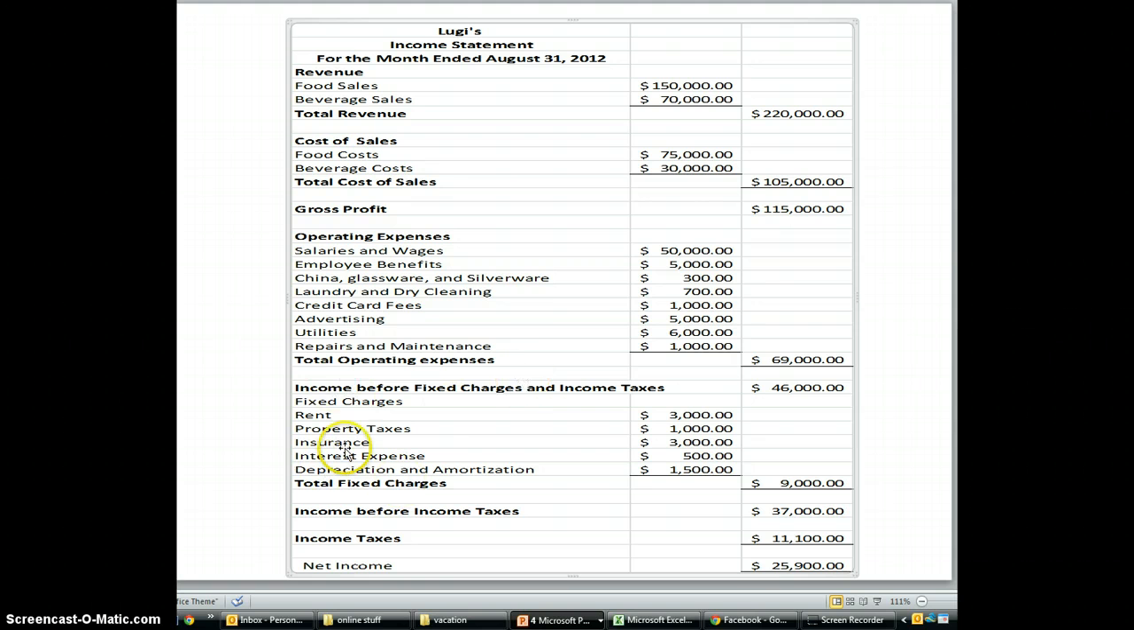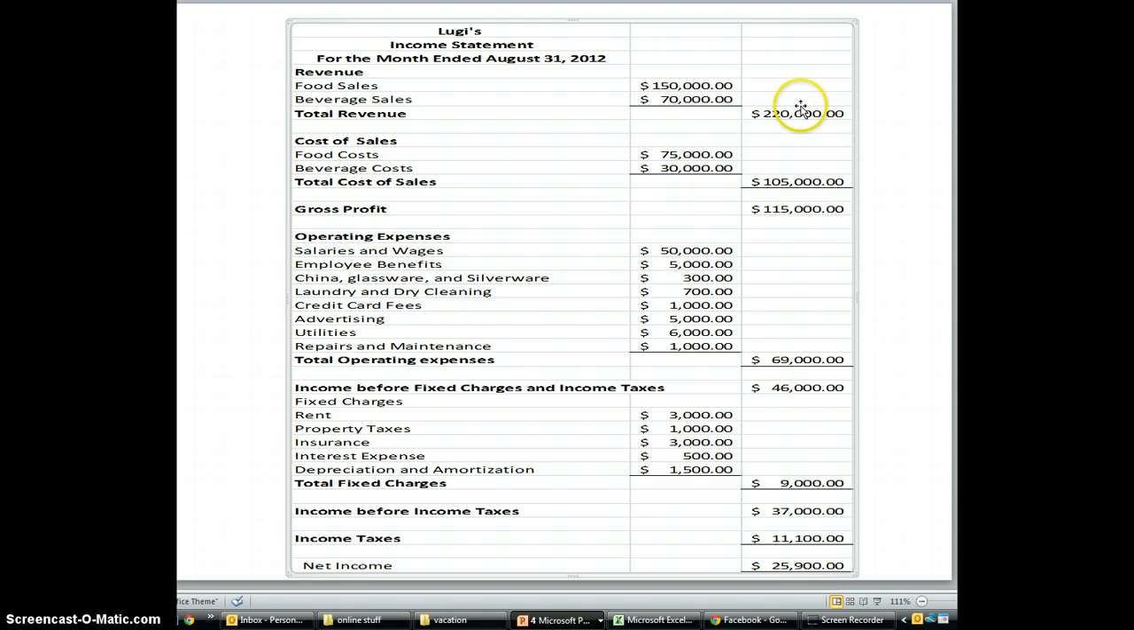And then we show some fixed charges like rent, property taxes, and insurance. Depreciation and amortization is a little bit more of a complicated thing. It's part of the matching principle, and we'll deal with it later in the course. And then we have income before taxes. I know all of you know what income taxes are. And then income tax, and finally net income. Net income is what the business has made for the period. And for this month, they made $25,000.